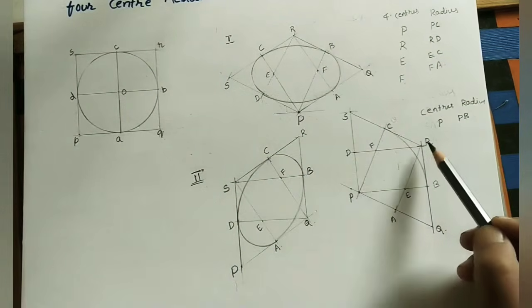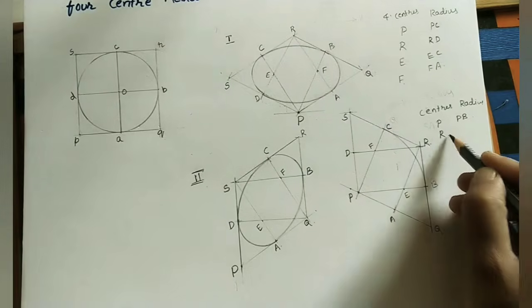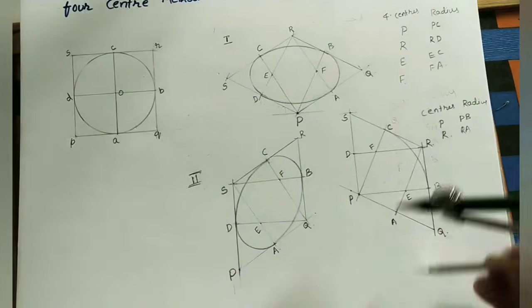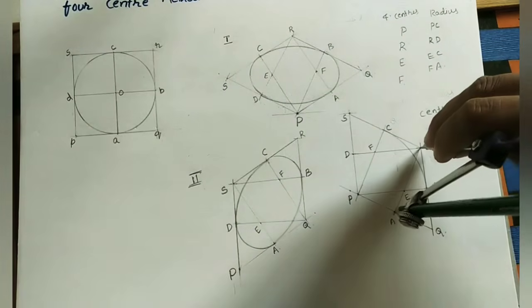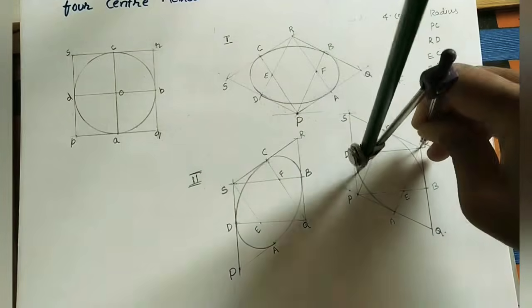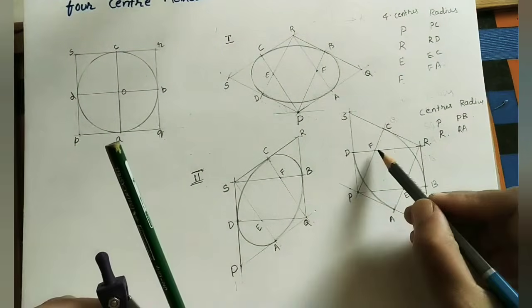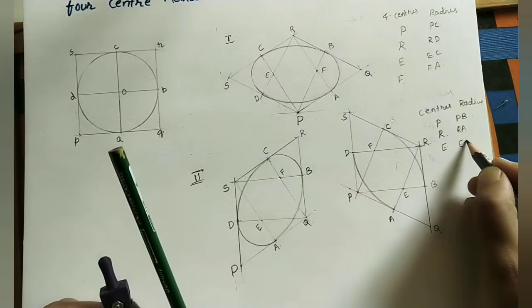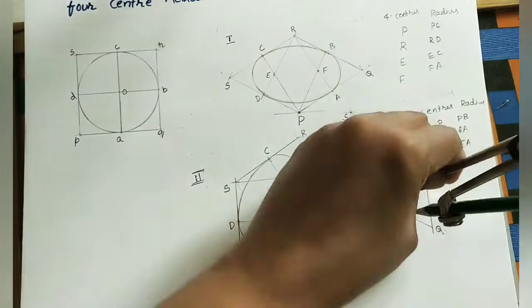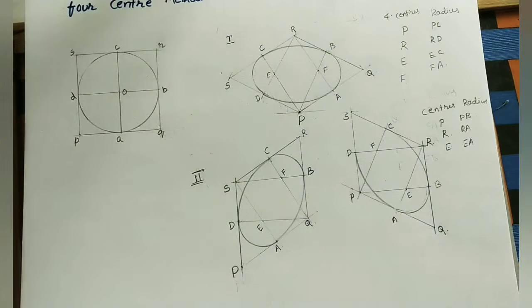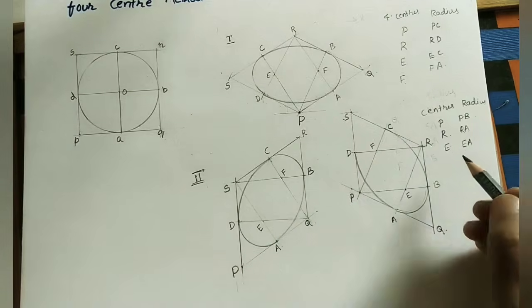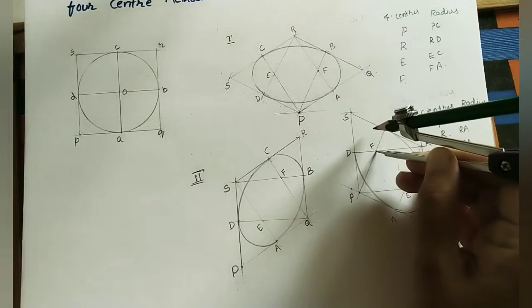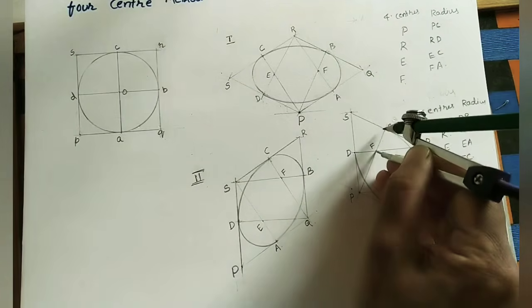And the next center is opposite to P. It is R center. What is the radius? RD or RA. So R center, RA radius. Do an arc here. Now the next center is E center. What is the radius? EA or EB? EA, I will write here. E center, EA radius. Do an arc here. Next F center, FC or FD radius. F center, FC radius. Do an arc here.